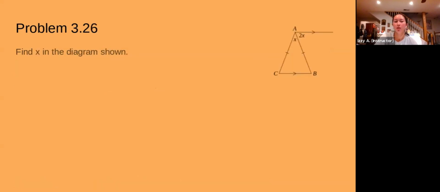Okay. So next we want to find x in the diagram shown. Hint, hint. We're dealing with parallel lines, so what would happen if you extended this parallel line out?